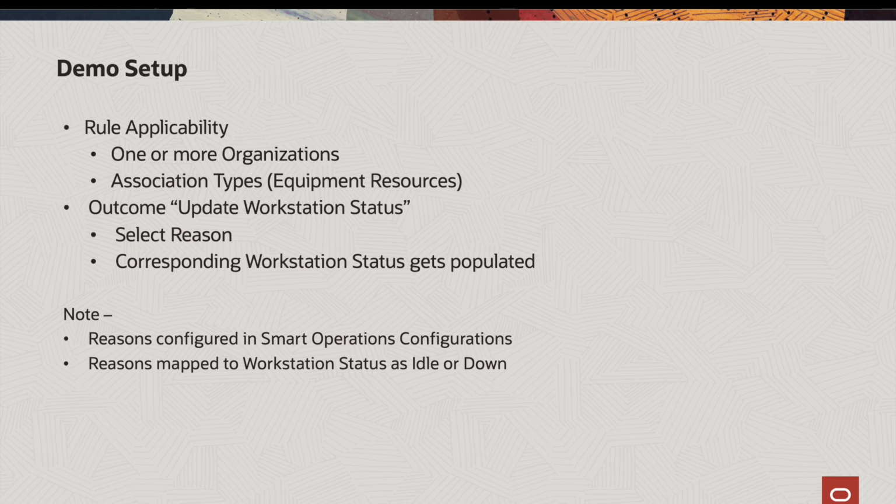Only reasons that are tied to workstation status as idle or down can be selected. Based on the workstation reason codes configured in Smart Operations configuration, you can choose any of those and the corresponding workstation status information gets populated. The configured condition based on the incoming machine signal can influence the status of the workstation while executing an operation.